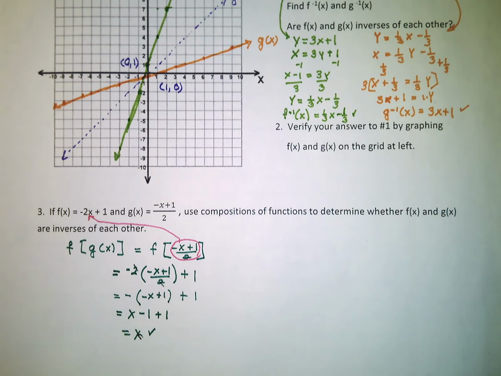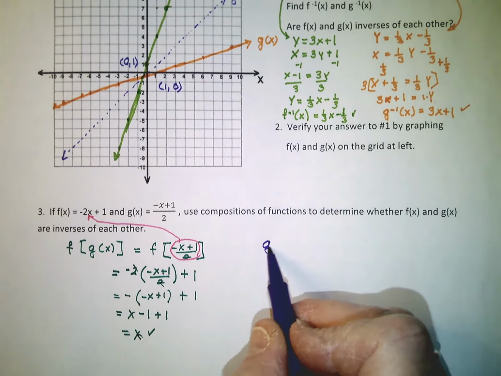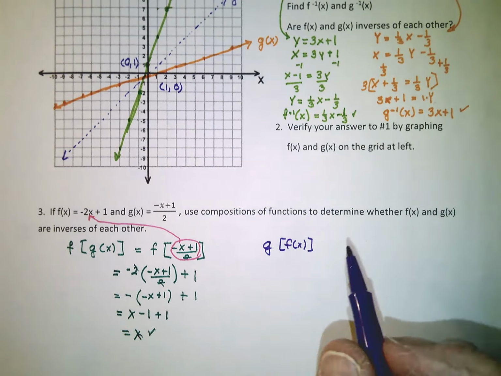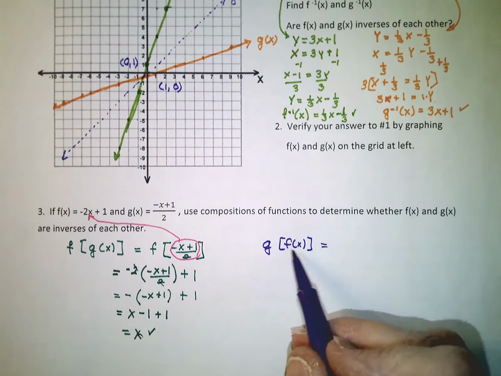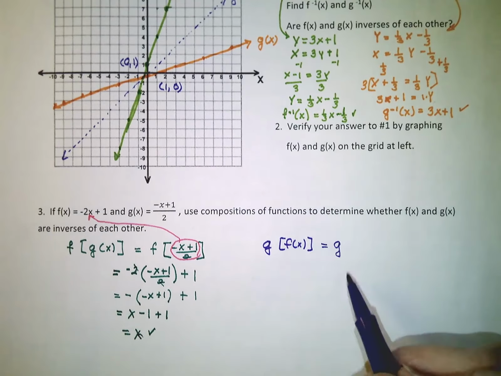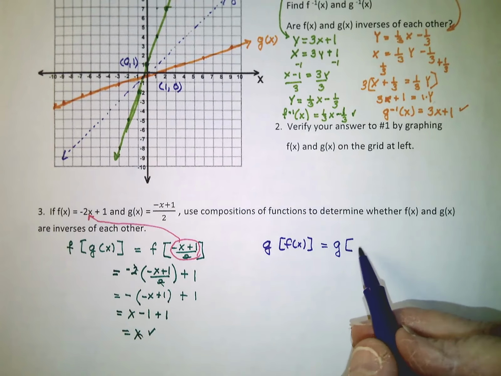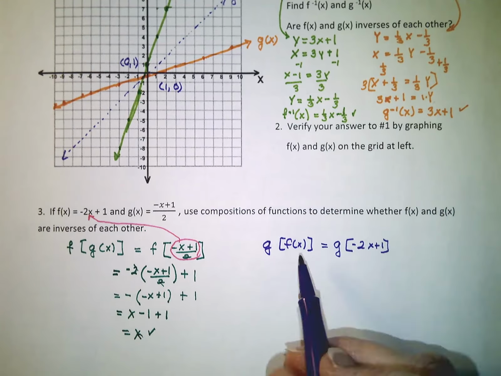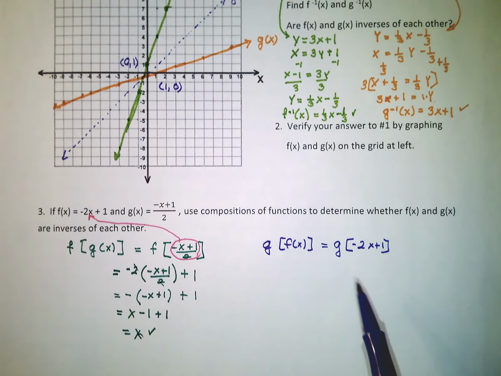But as always, to see if it's an inverse, we're going to have to see if it works both ways. So we'll have to find g of f of x. So we're going to take the entire f function here and put it in and then evaluate it at g. So that was just substituting the f of x function in for f of x.